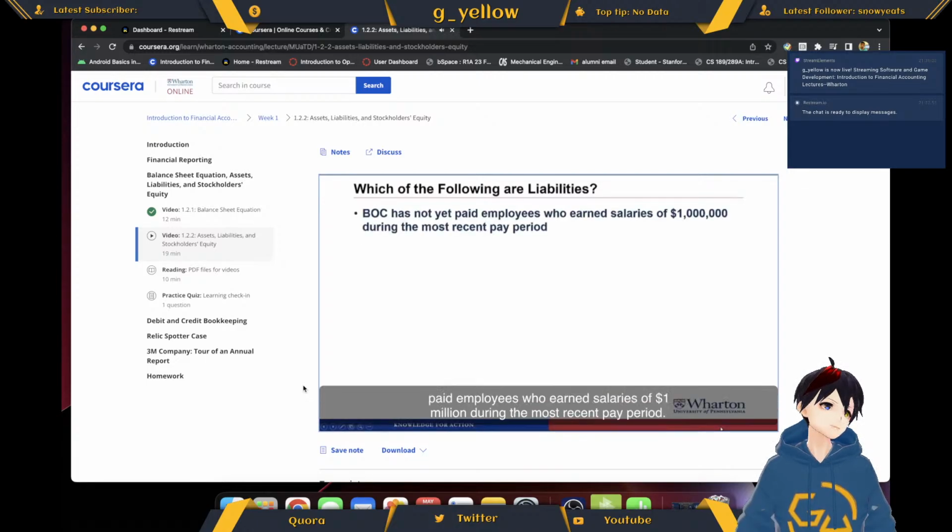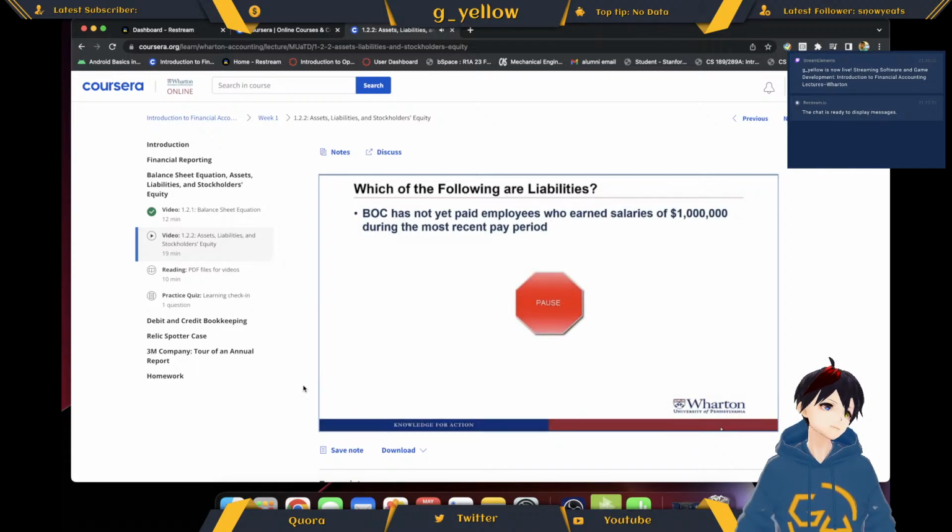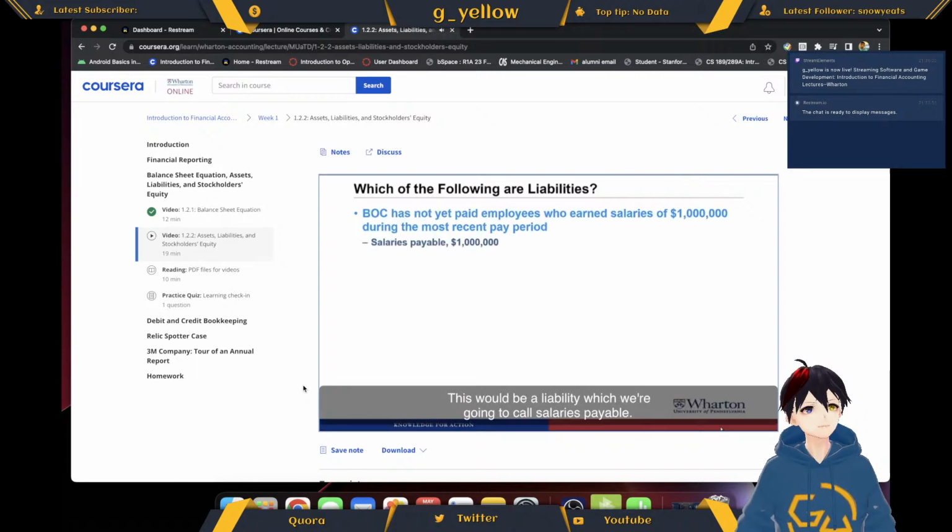BOC has not yet paid employees who earn salaries of $1 million during the most recent pay period. This would be a liability, which we're going to call salaries payable. It does meet the first criteria already, because there's an obligation based on the benefits we've received. The employees have worked for us, we've gotten the benefit of their services, and now we have an obligation to pay them for those services. The amount we owe is reasonably certain, and again, if there were any questions, the employees would surely let us know how much we owe them. So we'd have an obligation based on past benefits for $1 million, and we'd book a liability called salaries payable for $1 million.